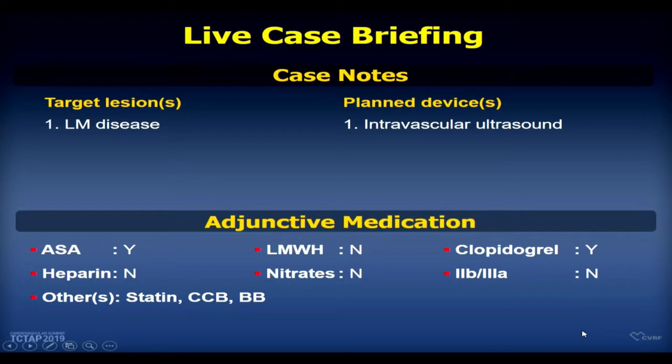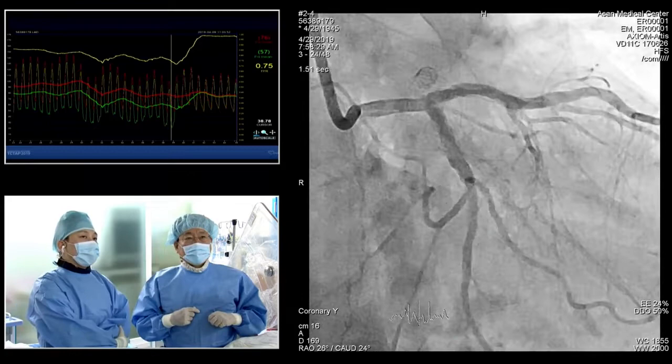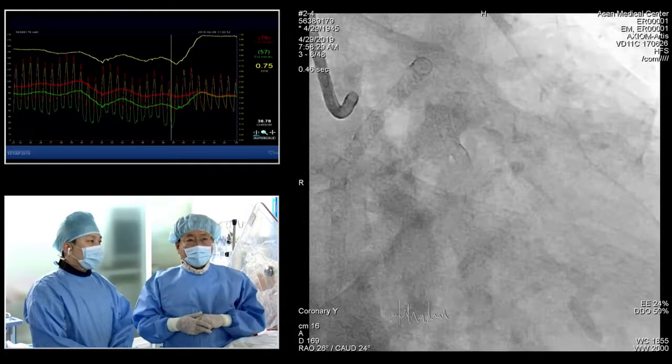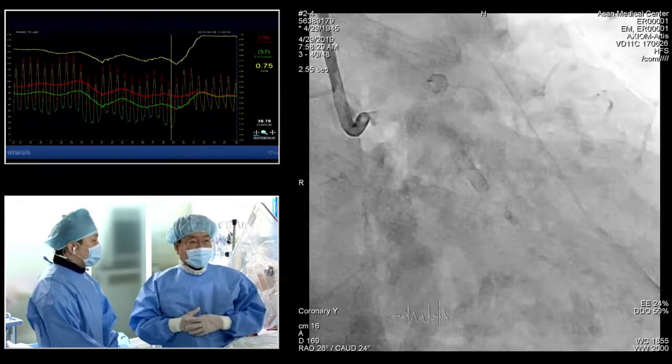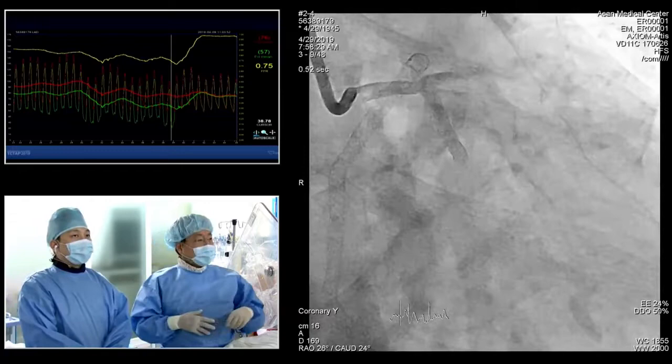I think this is a very interesting, typical FFR case. Angiographically, it is an intermediate stenosis. To be honest, the patient had classic angina chest pain, so we expected the patient clearly to have some angina. We did FFR, and it is 0.75, which is the classic criterion for positive ischemia. So, just angio would be okay.